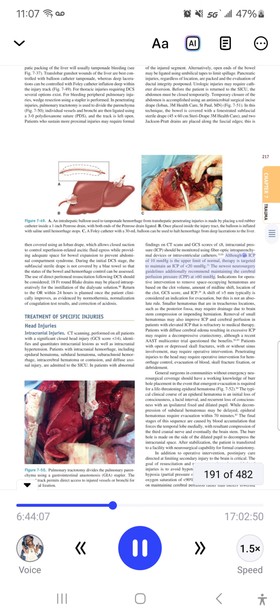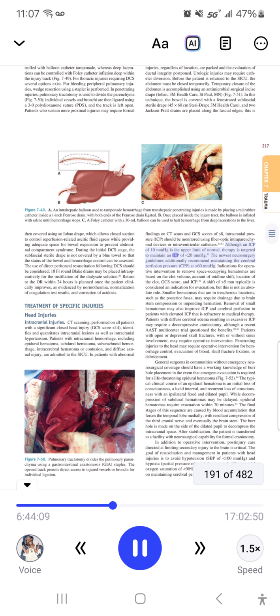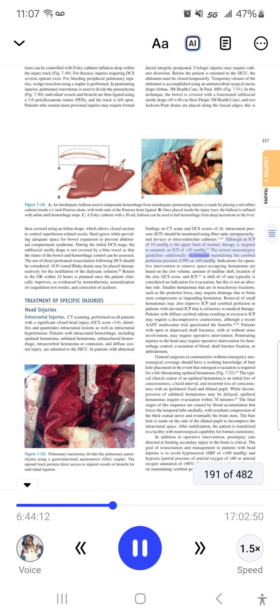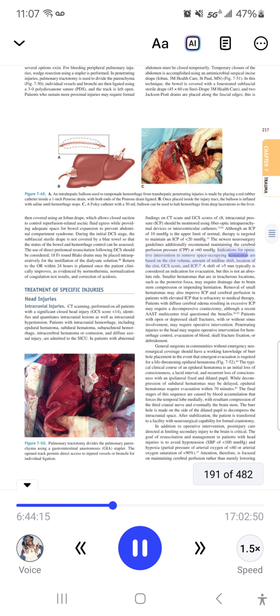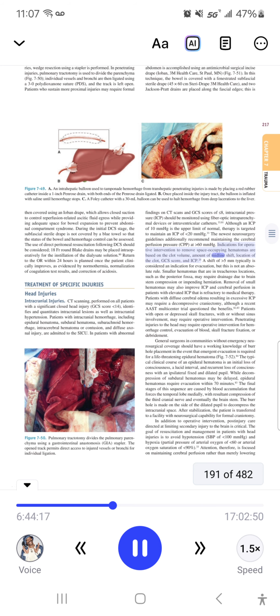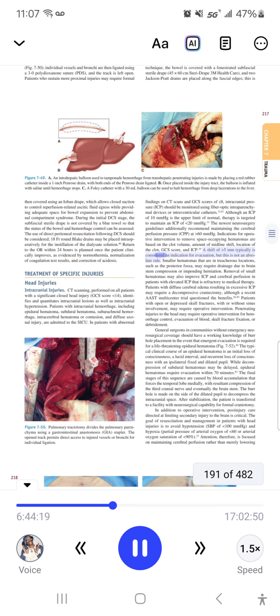Although an ICP of 10 mmHg is the upper limit of normal, therapy is targeted to maintain an ICP of less than 20 mmHg. The newest neurosurgery guidelines additionally recommend maintaining the cerebral perfusion pressure (CPP) at 60 mmHg. Indications for operative intervention to remove space-occupying hematomas are based on the clot volume, amount of midline shift, location of the clot, GCS score, and age. Shift of 5 mm typically is considered an indication for evacuation, but this is not an absolute rule.